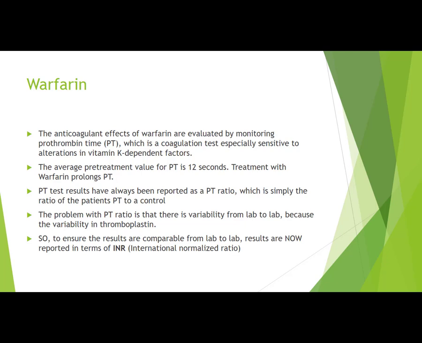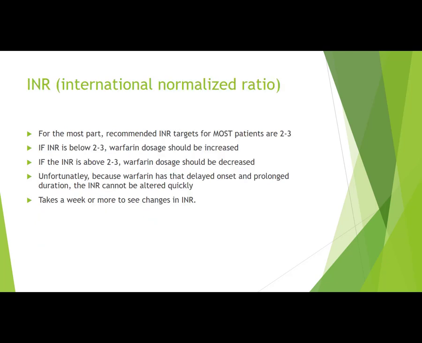And PT test results have always been reported as a PT ratio, which is simply the ratio of the patient's PT to a control. That's something you can get in a lab. The problem with the PT ratio is that there is variability from lab to lab, because you take a patient's PT and a control, and that control changes depending on what lab you're going to, because of the variability in the thromboplastin that's used. So to ensure results are comparable from lab to lab, results are now reported as INR, or the International Normalized Ratio. This is something you should be familiar with. Again, it's the INR, the International Normalized Ratio. Now, what is INR specifically?